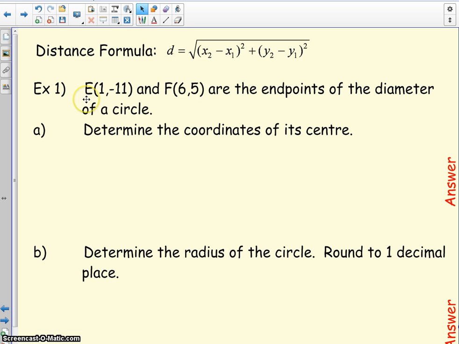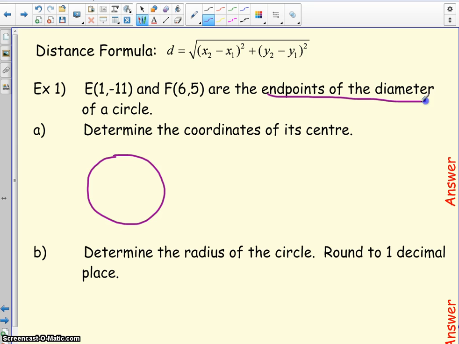So here's a situation. I'm giving you 2 points. E and F are the endpoints of the diameter of the circle. Number 1, I want you to find the coordinates of its center. Okay, so again, get an idea of what's going on here. I have a circle. Remember, it's the endpoints of the diameter I'm giving you. A diameter is a line that goes all the way across a circle and passes through the center. So I'm given here, this is the point, let's say this is F at (6, 5).